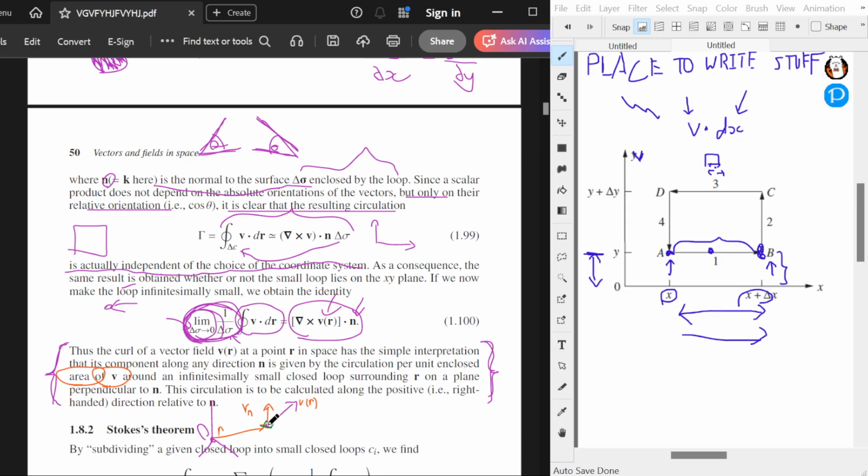The circulation of this, the curl of this, just gives us the component of v in the n direction, n being the normal to the loop, the really small loop. Did I start out the sentence with circulation? Because the point is just to say it's equal to the circulation of this guy here.